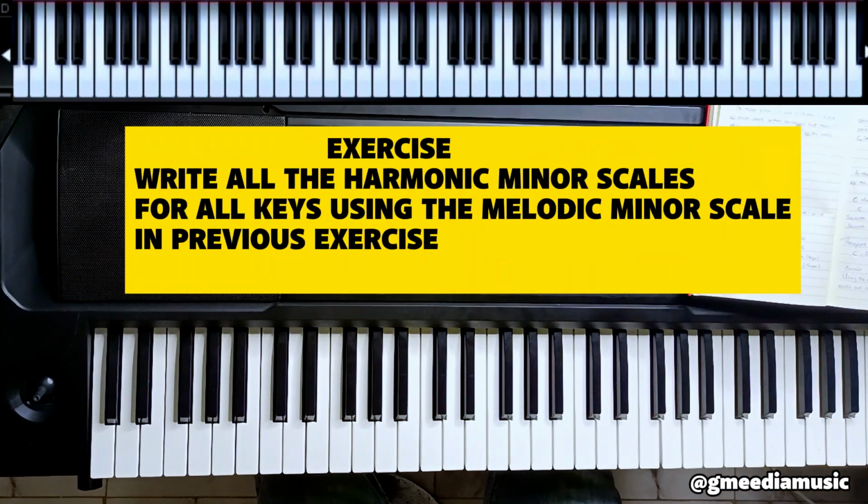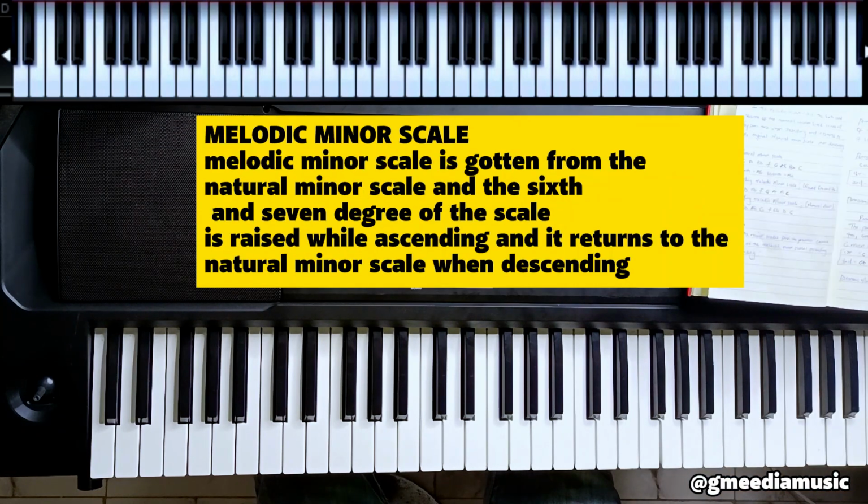So the exercise now is that you want to derive your harmonic minor scale from all the natural minor scales you've written in the previous exercise. The last minor scale is the melodic minor scale. And for the melodic minor scale, the 6th and the 7th degree of the scale is raised.